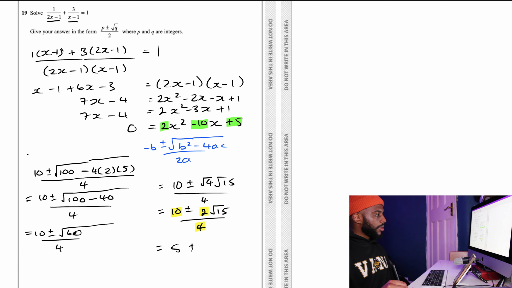It's 5 plus minus root 15 over 2. And now that looks like the form that they wanted.